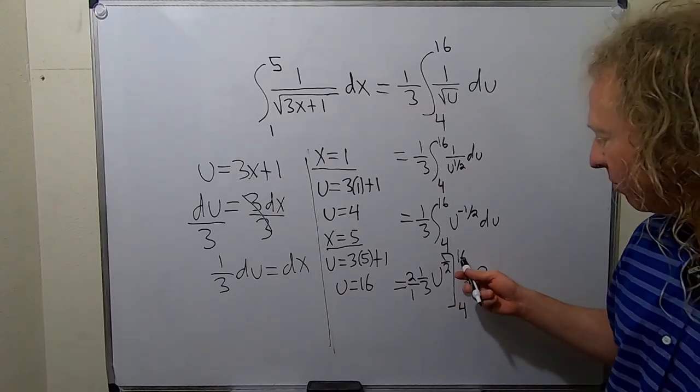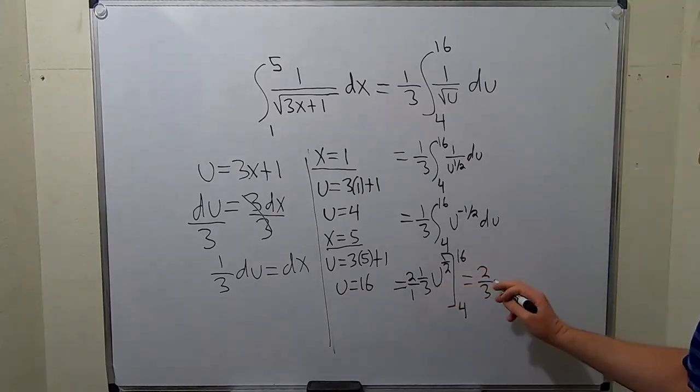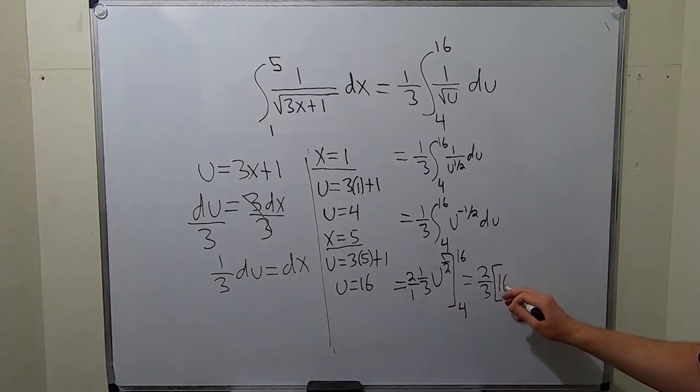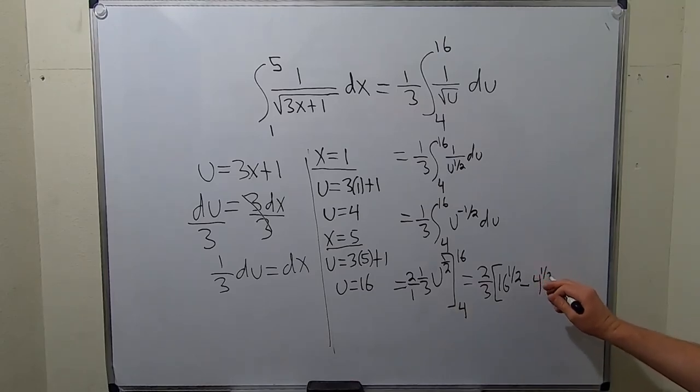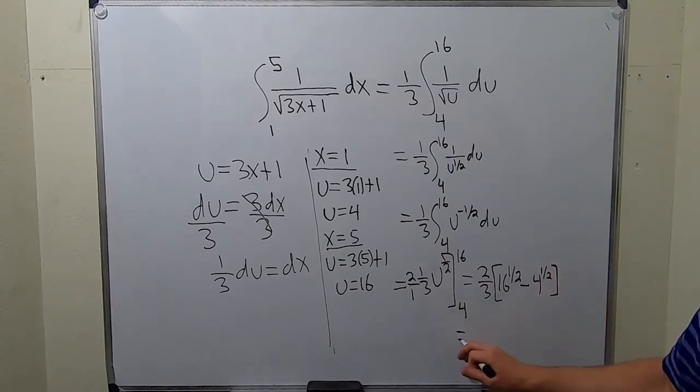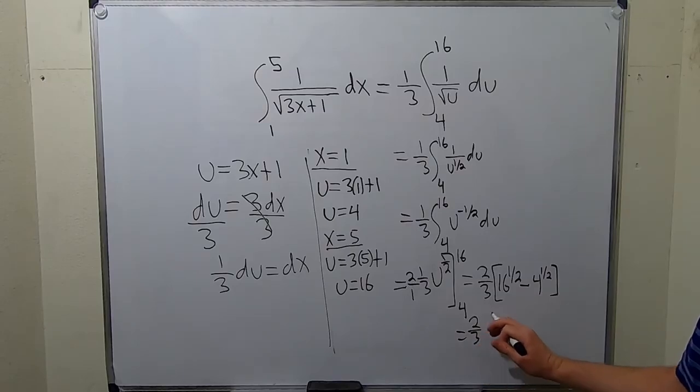And I guess now we can plug in the numbers. So you plug in the 16, so you get 16 to the 1/2. You subtract, and then you plug in the 4, so you get 4 to the 1/2. So this is 2/3. It's working out quite nicely.